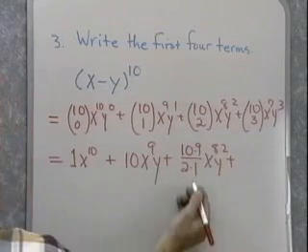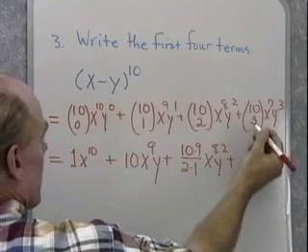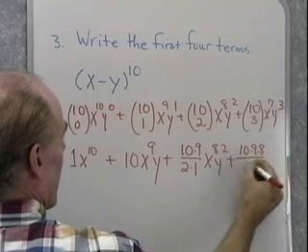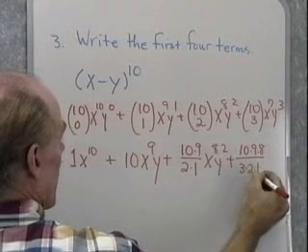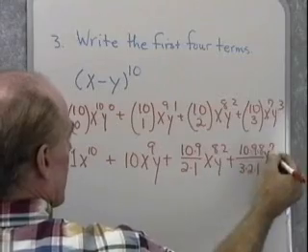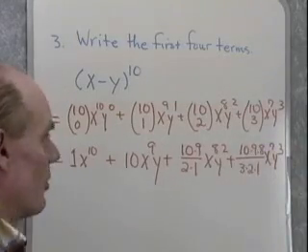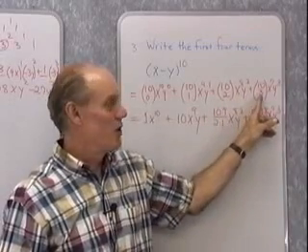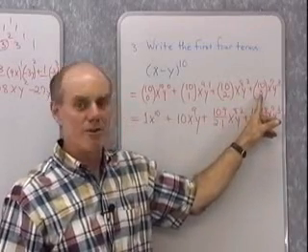Now, when I show you the next one, you'll see the pattern. 10 over 3 is this. 10 times 9 times 8 divided by 3 times 2 times 1, x to the 7th, y to the 3rd. So whatever this second exponent is right here, that's the number below in this binomial coefficient expression.